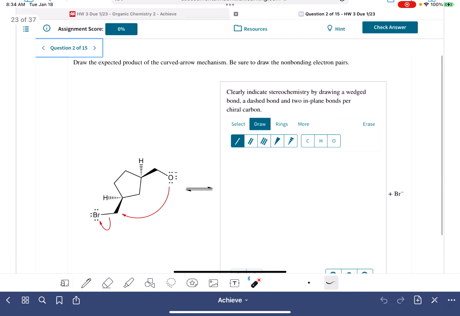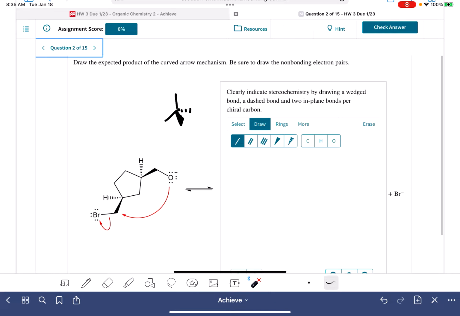Question number 2 is asking you to draw the product of this particular reaction, this formation of an ether. Notice that it wants you to draw the non-bonding electron pairs. That's going to be the lone pairs of electrons on the oxygen over here in your product. And it says to clearly indicate the stereochemistry, using a wedge, dash, and 2 in-plane bonds. What that means is obviously the wedge, the dash, and 2 in-plane bonds. That's what I refer to as the straight line bonds.